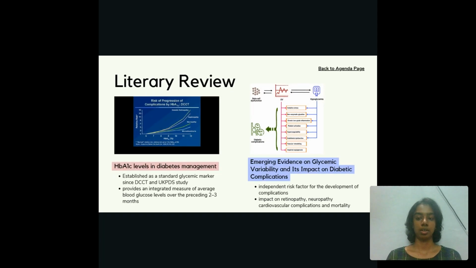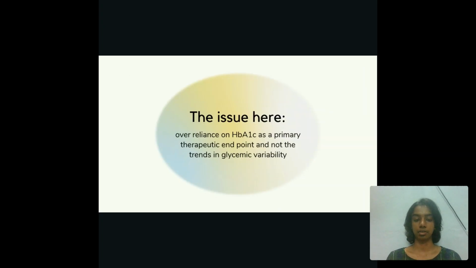Moving on to the literature review. Historically, HbA1c has been used as a gold standard for long-term glycemic control thanks to landmark studies like DCCT and UKPDS. It provides a 2 to 3 month average of blood glucose and has been shown to be an independent risk factor for complications like retinopathy, neuropathy, and cardiovascular issues. However, emerging research suggests that glycemic variability, how much blood glucose levels fluctuate, is also a significant contributor to these complications. Now that we've come across the two parts of the problem, the main issue we're going to focus on is the over-reliance on HbA1c as a primary therapeutic endpoint, and not on the trends in glycemic variability.